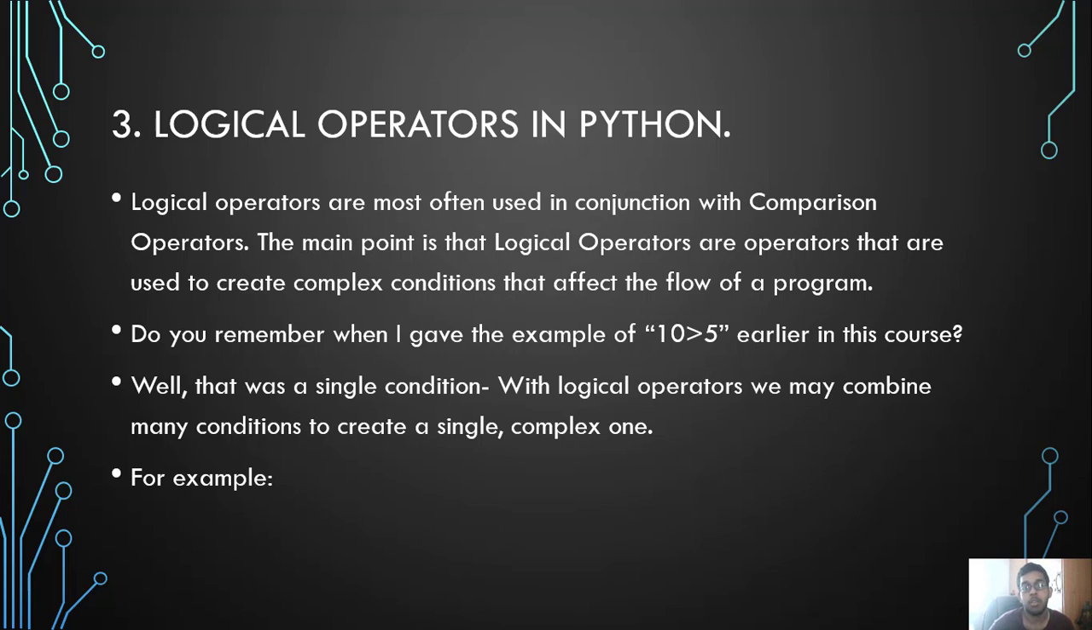Logical operators are most often used in conjunction with comparison operators. The main point is that logical operators are operators that are used to create complex conditions that affect the flow of a program. Do you remember when I gave the example of 10 greater than 5 earlier in this course? Well, that was a single condition. With logical operators, we may combine many conditions to create a single complex one.